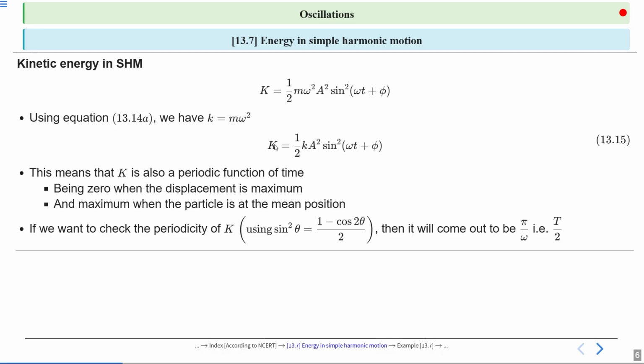If we want to look at how often the kinetic energy repeats, we can use the identity sine square theta is equal to 1 minus cos 2 theta divided by 2. Then we can say this tells us that the period of kinetic energy is pi divided by omega, or half of the period of the motion, T by 2. So the kinetic energy completes 2 full cycles for every one oscillation of the particle.